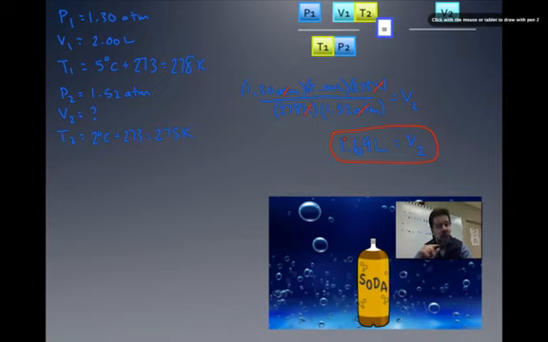So I hope you understand the combined gas law a little bit better now. Again, it's just elements of Boyle's, Charles's, and Gay-Lussac's laws all combined into one formula, and we'll be solving for the 6th variable if we're given 5 of them.